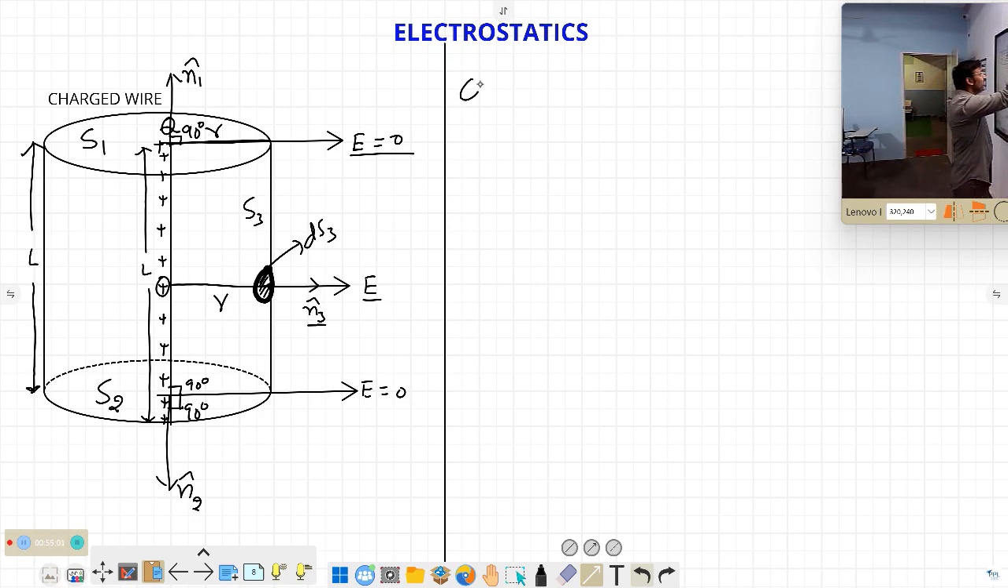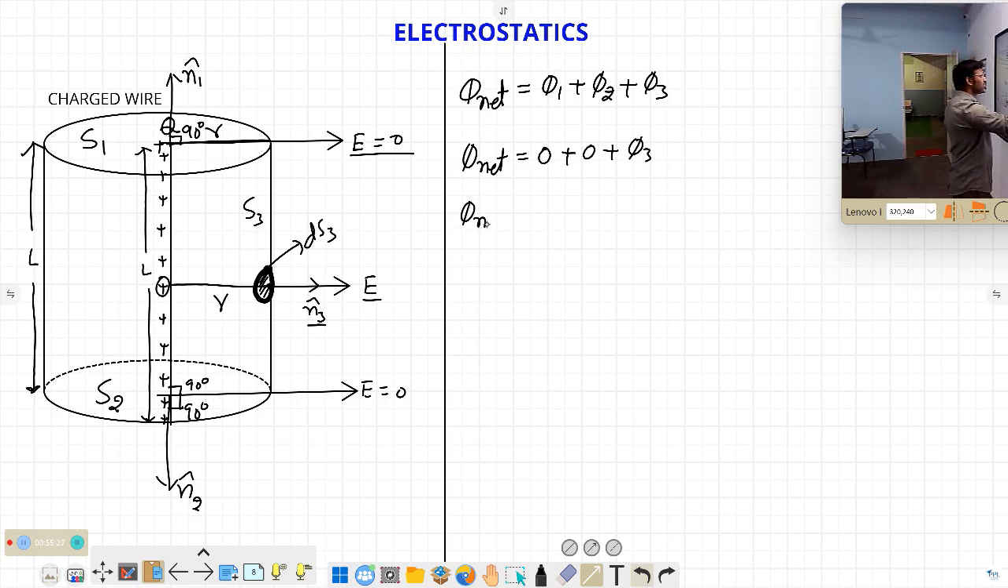So I can write here, net flux is equal to flux across the first surface plus flux across the second surface plus flux across the third surface. What is the flux across the first surface? 0, because the electric field is 0. The second one, below, also 0. Only we have a flux across the third surface, that is phi 3.